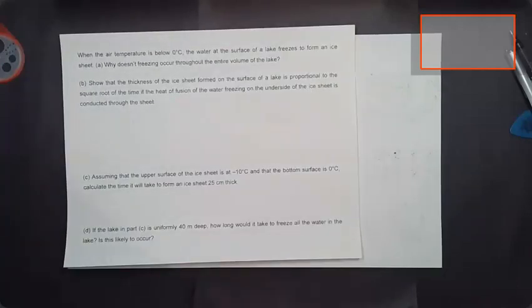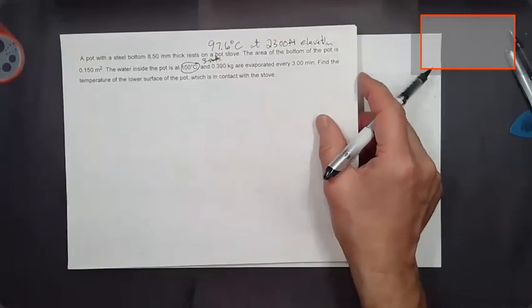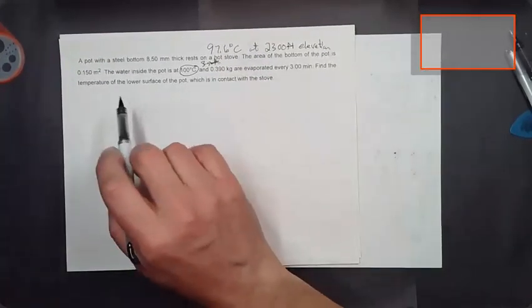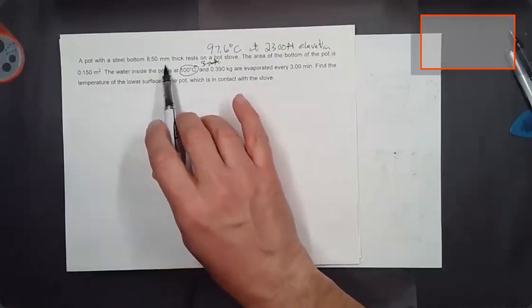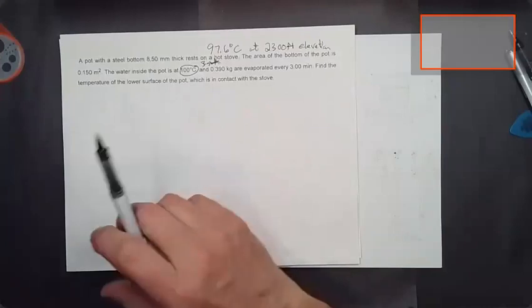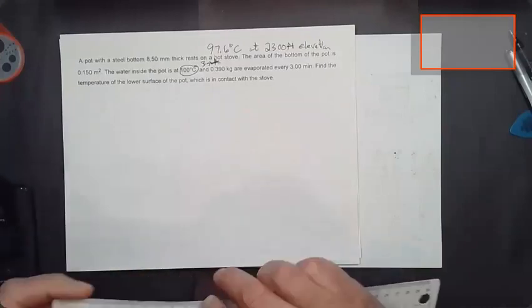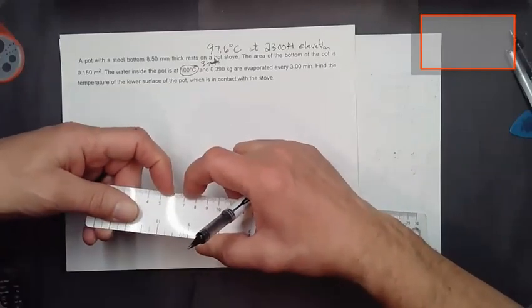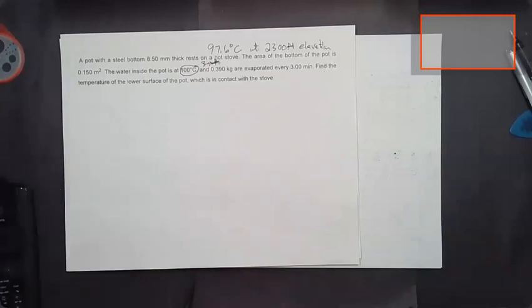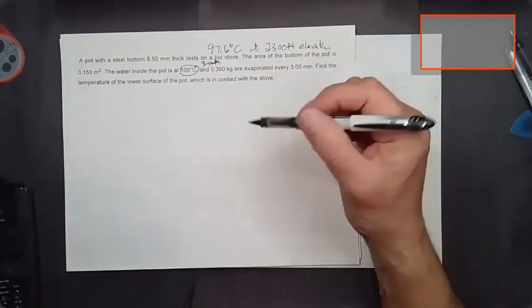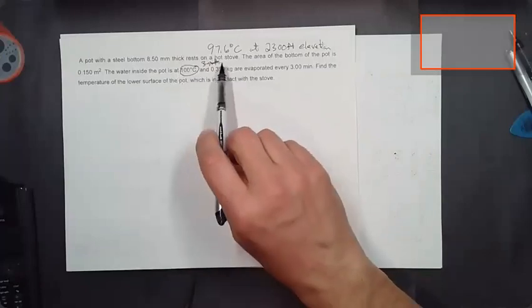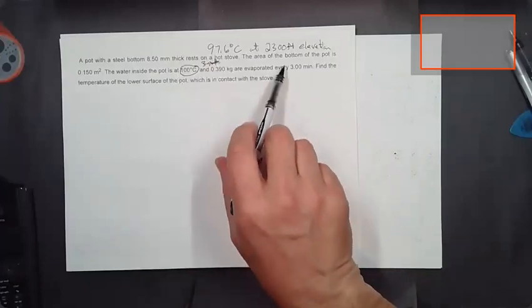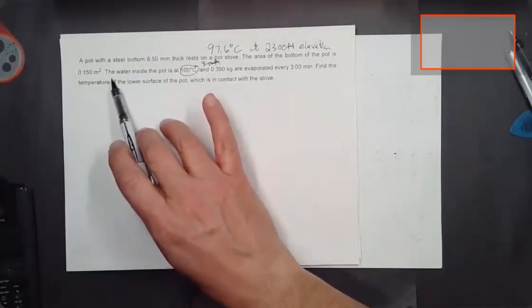Okay, let's do one that throws something new into the mix and see how this one works. Here's the first one I wanted to do. We have a pot with a steel bottom that's 8.50 millimeters thick, that's a pretty thick steel bottom, actually. Actually, it's not completely unheard of. That would be about that thick. It's more likely to have an aluminum sandwich in there, but we're going to keep this simpler. So it rests on a hot stove, and area of the bottom of the pot is 0.150 meters squared.